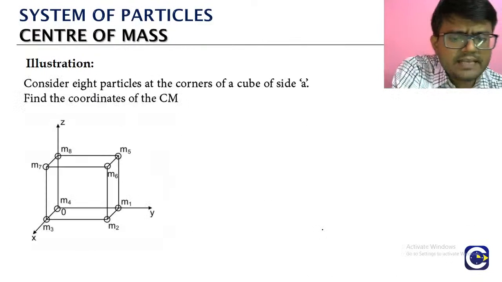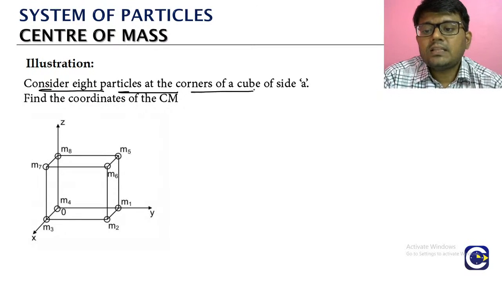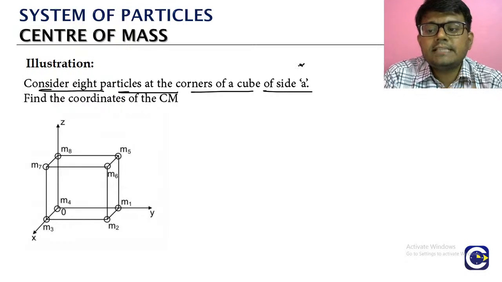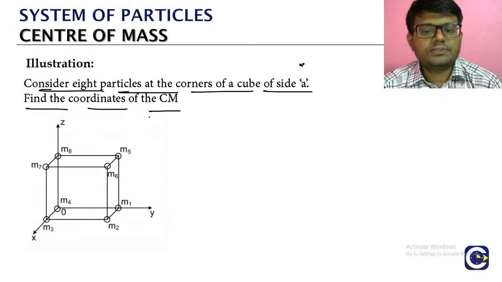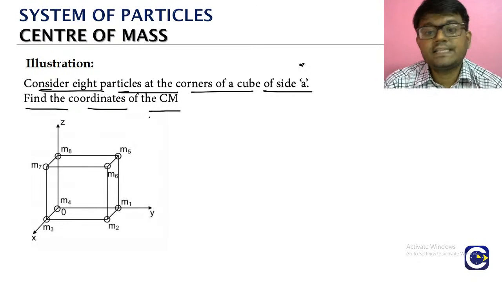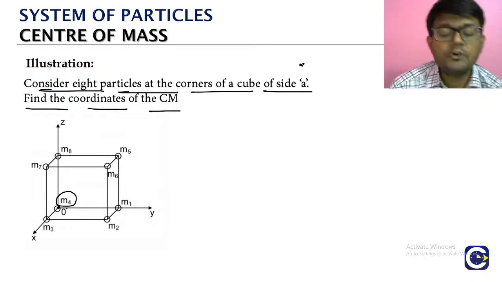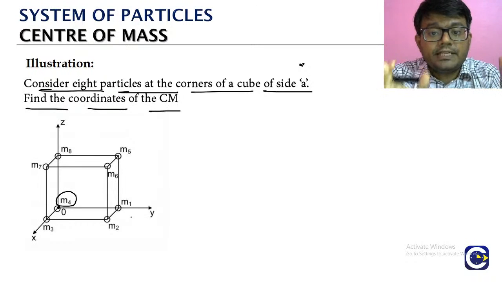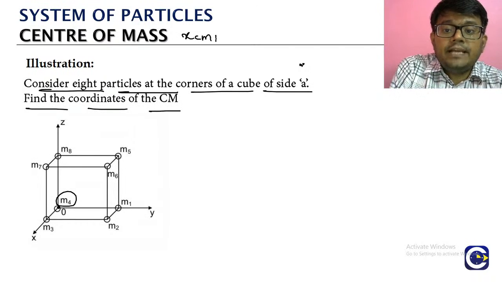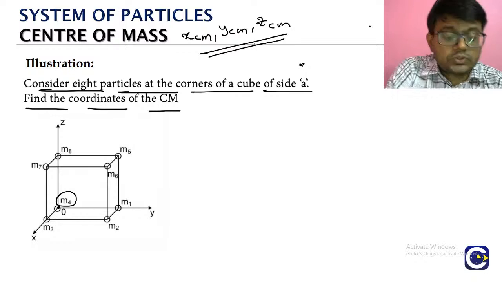Okay, let us see one more question. Consider 8 particles at the corners of a cube. The side length of the cube is a. Find the coordinates of the center of mass. What do we need to find? We have to find the coordinates of the center of mass. Check it here. This is the origin, right? m4 is kept at the origin. Here it's a cube, a 3D object, which means we can find the x coordinate, the y coordinate, and the z coordinate also.